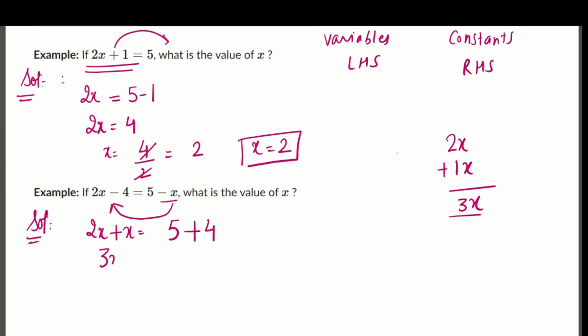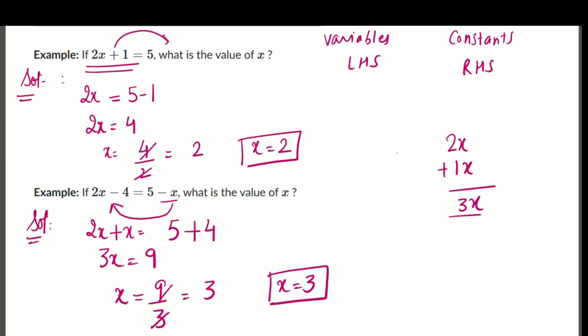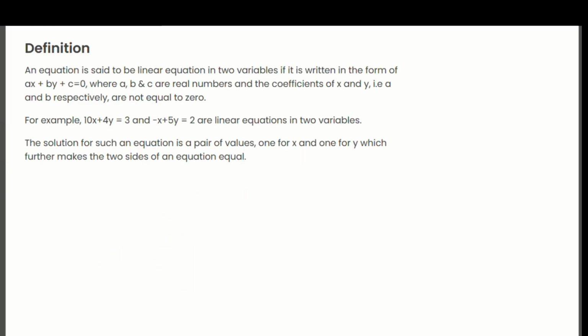So 3x is equal to 9, and here 3 is multiplied with x. When we shift a multiplied term to the right hand side, it becomes divided. So the answer would be 3. x is equal to 3. That would be the answer. Now we are going to move to the next questions. Some different types of questions would be there. The definition of linear equation in two variables, I have already discussed with you.